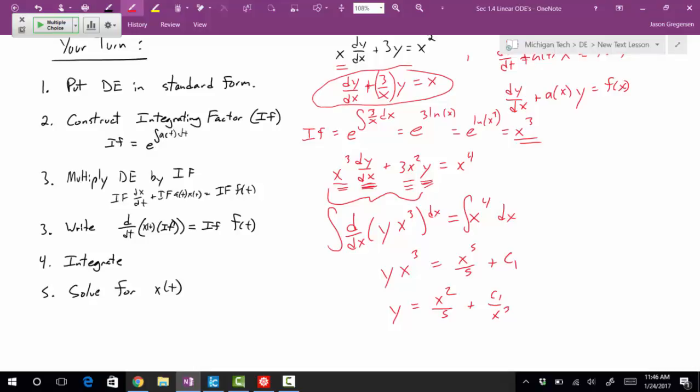Questions? Yep. Excellent question. What happened to the absolute values in the natural log? And the constant is also another good thing here. All right.